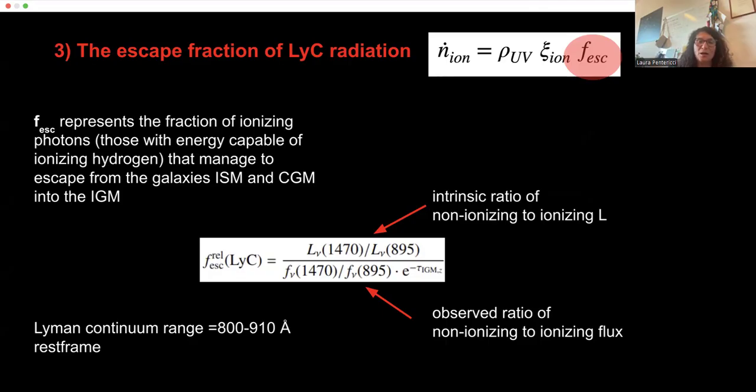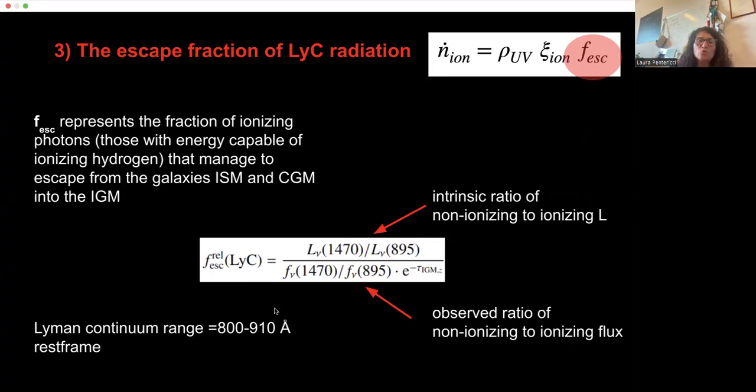The escape fraction represents the fraction of ionizing photons, those with energy capable of ionizing hydrogen, that manage to escape from the galaxy, the interstellar medium, and the circumgalactic medium into the intergalactic medium. One of the definitions is the intrinsic ratio. On top you have the intrinsic ratio of non-ionizing to ionizing luminosity. For the non-ionizing luminosity, here you take 1,470, but you can also choose 1,500 as long as it's fixed. And the Lyman continuum range is 800 to 900 angstrom rest frame.